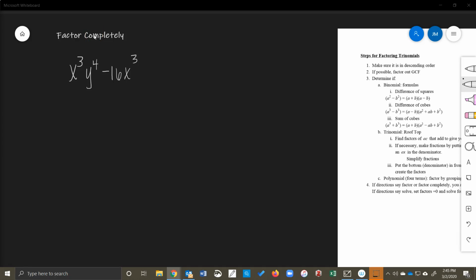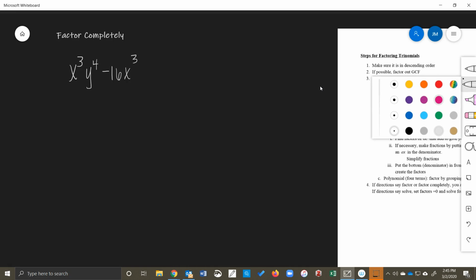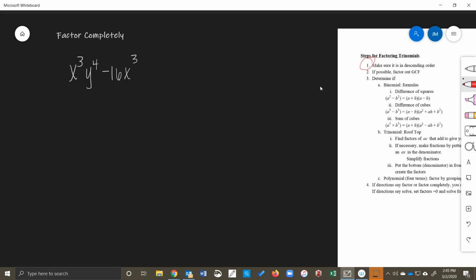So I always tell my students that when we're learning how to factor, I usually give them this list of steps for factoring trinomials. And that first step there, it's almost like a disclaimer. Make sure that everything's in order. What I mean there really applies to trinomials when you have an ax squared plus bx plus c.